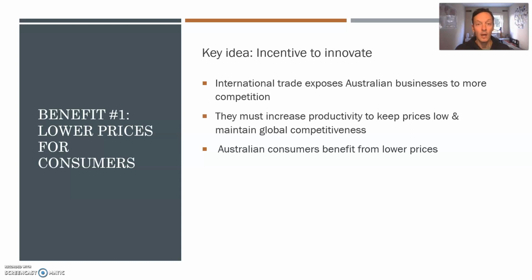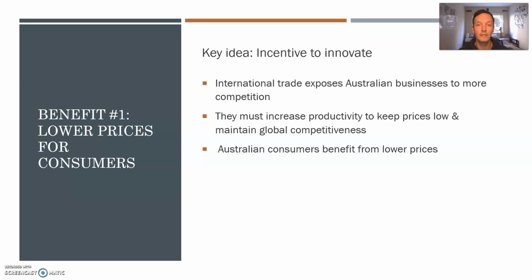Well, when we have open borders and international trade, it exposes Australian businesses to more competition. So when you're not just competing with other businesses within your country, but also those from other countries, you've got an incentive to innovate your internal business processes to save money and lower costs. So local businesses, when they're exposed to international competition, have to increase their individual productivity to keep prices low.